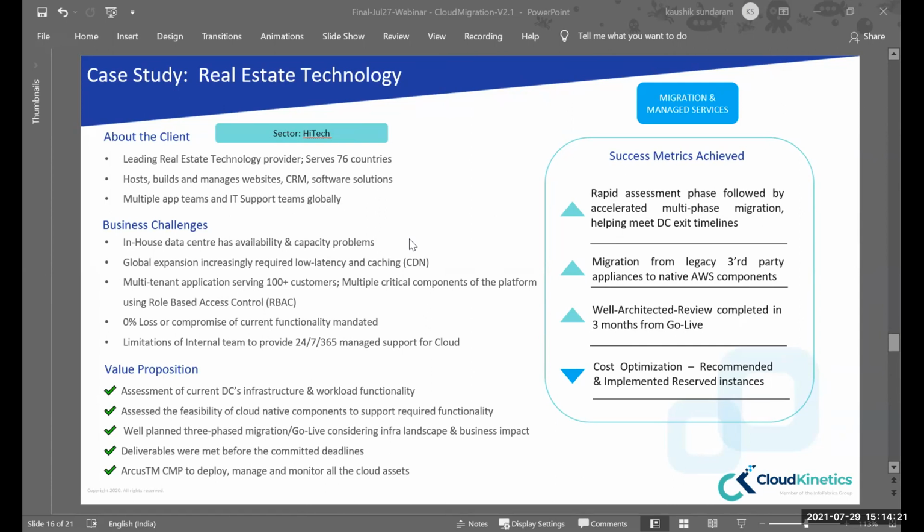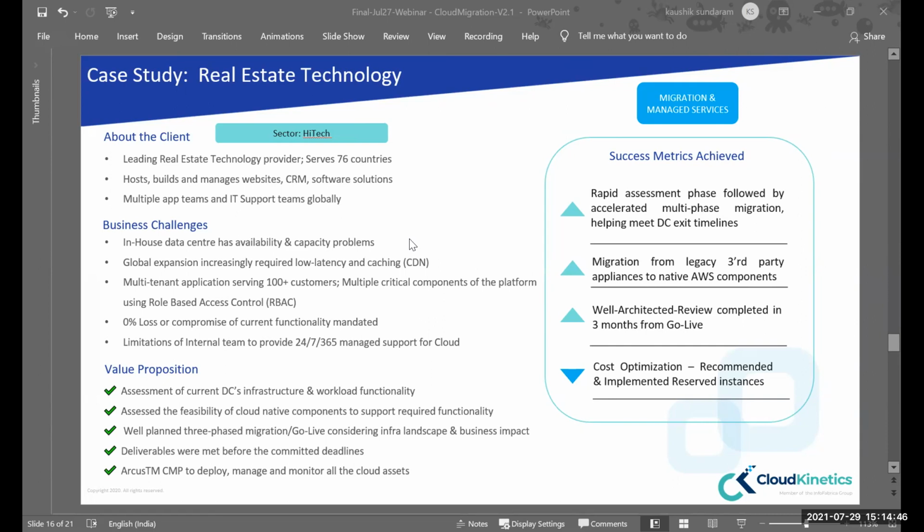And the Arcus cloud management platform, which is our Cloud Kinetics proprietary management platform, was used to manage and monitor all the cloud assets of the customer 24/7, which also keeps the cost under check, along with governance and security as well.